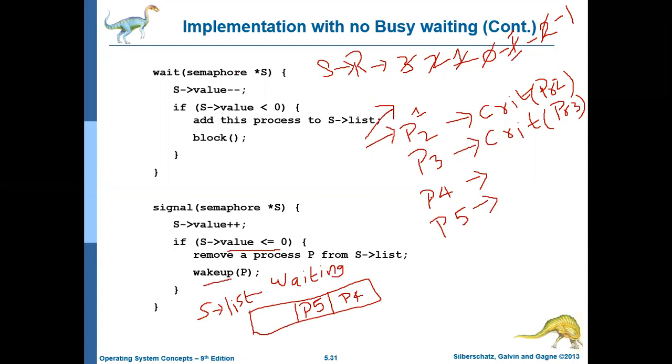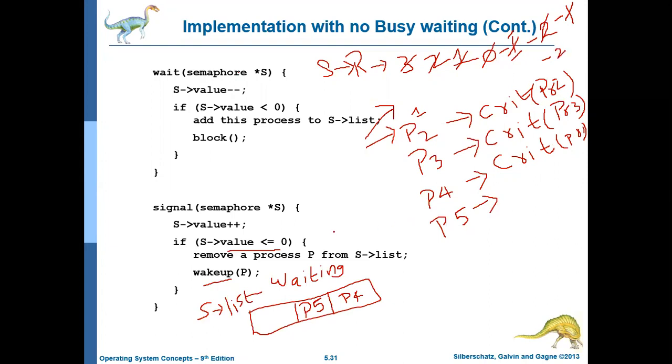So now P4 can get the printer by calling wait, but it has to call wait. It won't get it automatically. If it gets the printer, then this -1 will be decremented, so again it will become -2.